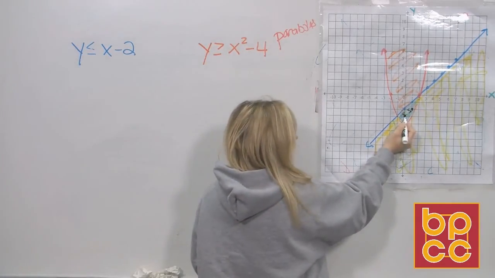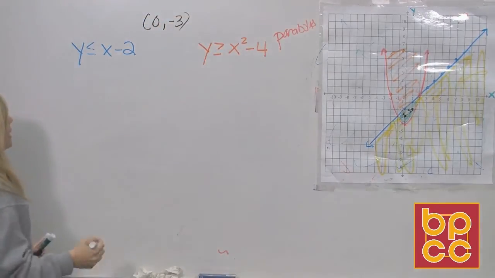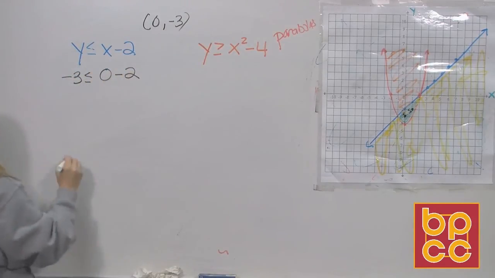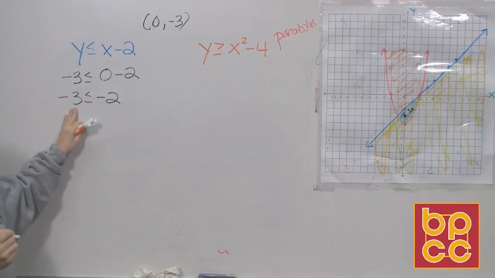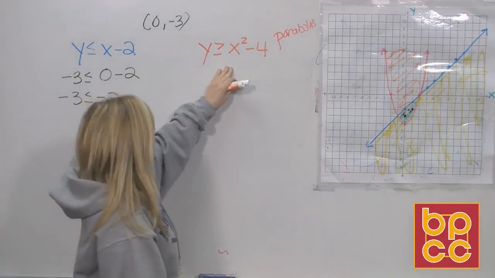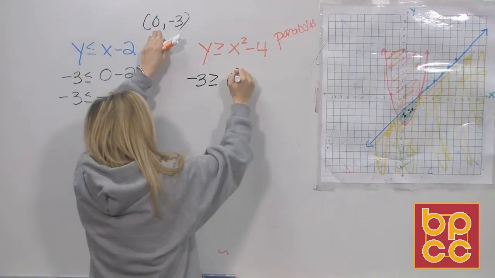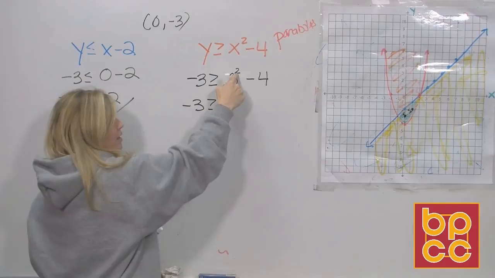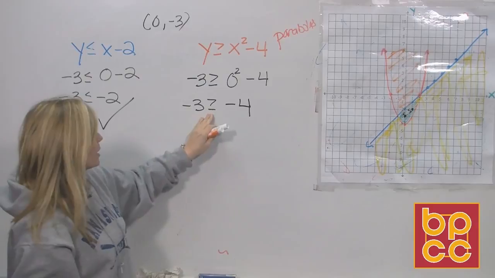I'm going to pick this point. 0, negative 3. And let's see. Replace y with negative 3. Replace x with 0. Do my substitution. Let's do my arithmetic. 0 minus 2 is negative 2. Is negative 3 less than or equal to negative 2? Sure is. Let's go over here. Y is negative 3. Greater than or equal to? X is 0. That's a negative 3. 0 squared is 0. 0 minus 4 is negative 4. Is negative 3 greater than or equal to negative 4?